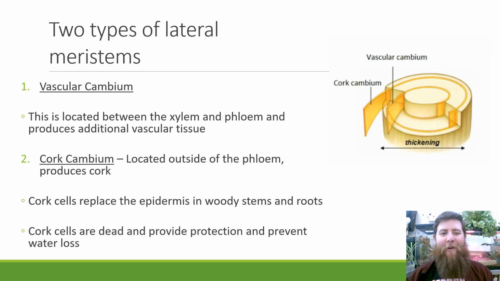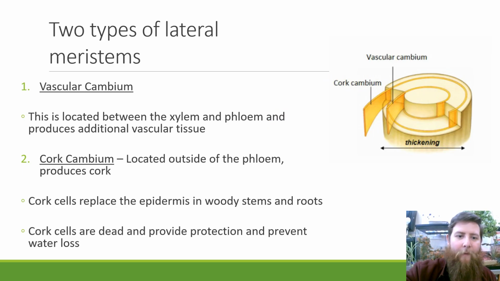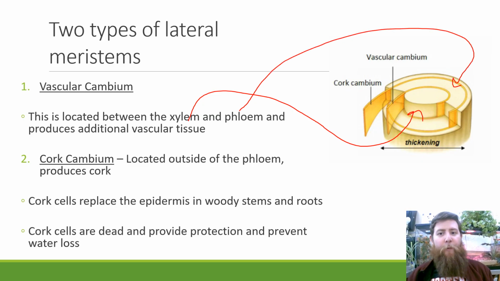Two types of lateral meristems. You have the vascular cambium, which is located between the xylem and phloem and provides additional vascular support there. There's your xylem. Oops, excuse me, let me change that real quick there. Here's your xylem, and there's your phloem. So in between xylem and phloem is the vascular cambium.